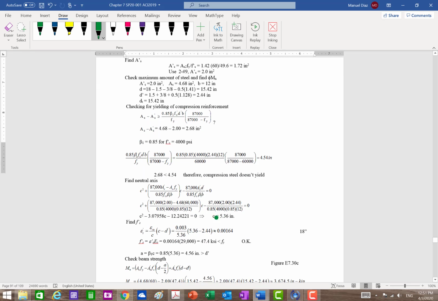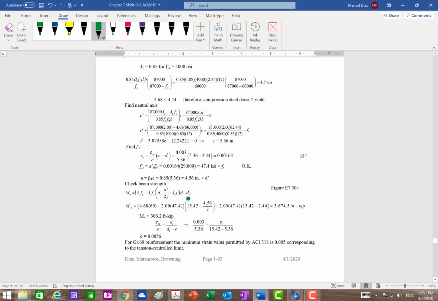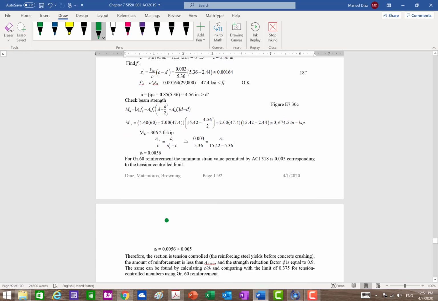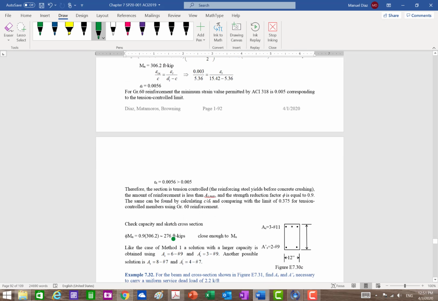So now this is the neutral axis with the compression reinforcement. You find your epsilon prime S, and so that's also changed. You get an F prime S. Find your A, find your M sub n, and then check your ductility. Ductility was a little above the 0.0054 for grade 16. So multiply this by 0.9, right? And we get 276. A little there, but not quite, right? What did it make it?